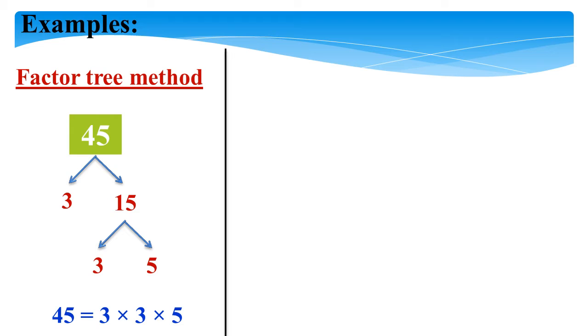Let us see the second method, division method. Here we have to follow 4 steps. The first one, look for the smallest prime number that completely divides the number. Write the quotient just below the number. The second one, look for the smallest prime number that completely divides the quotient obtained. Third one, repeat step 2 until the quotient becomes 1. The fourth one, the prime factorization of the number is obtained by the product of all the divisors.